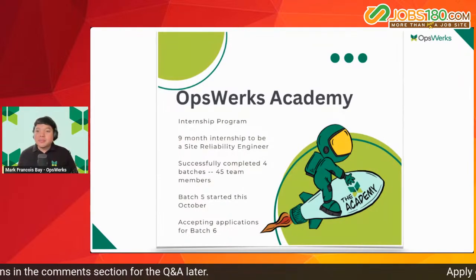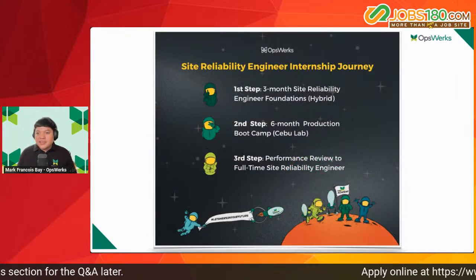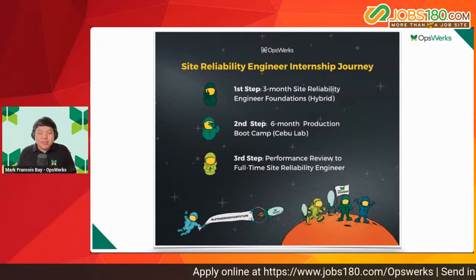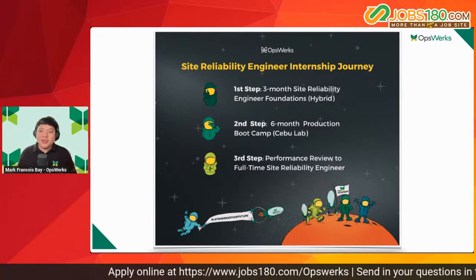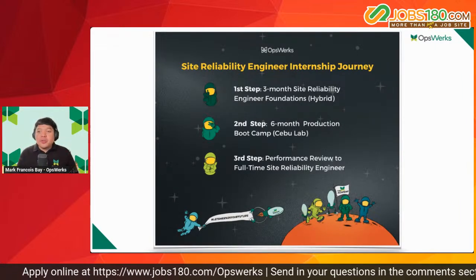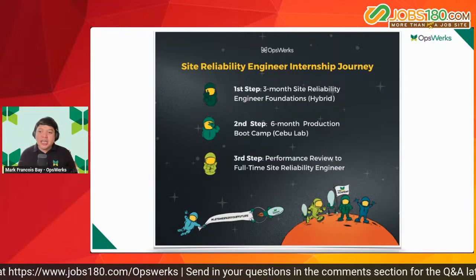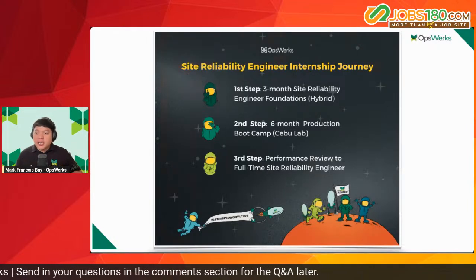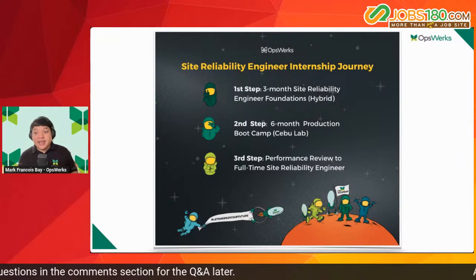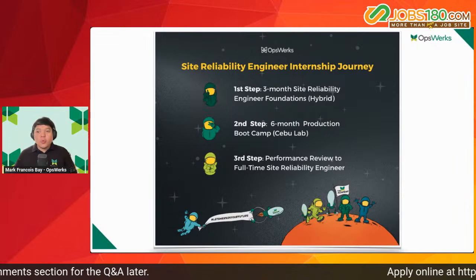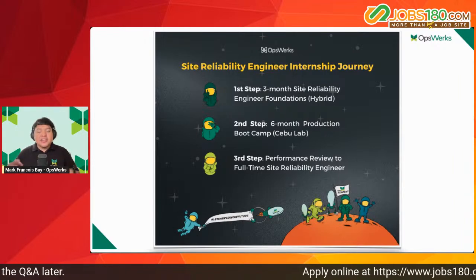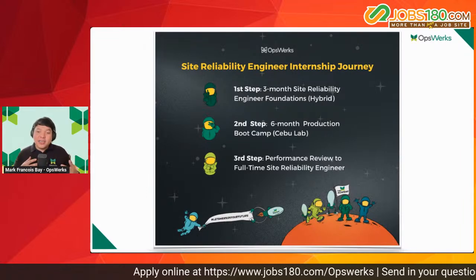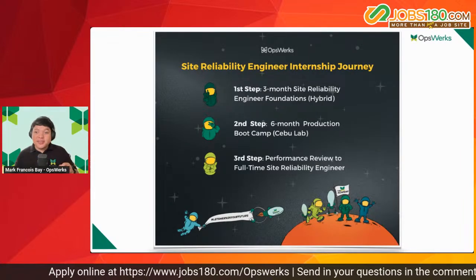The first step in the SRE internship will be a hybrid 3-month online and in-person technical training and hands-on experiences. Here you will be taking both foundational and advanced courses. After gaining those foundational knowledge, you will then be ready for the second step, in which you will be exposed to working on production systems. This is going to be an exciting real-world application of the technical learnings you had from the first 3 months.